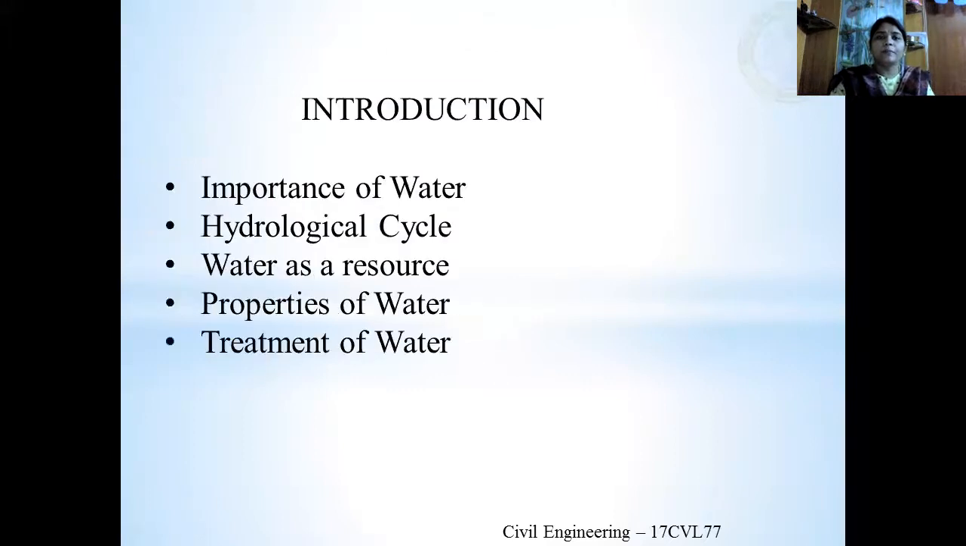Moving on to the introduction part, let me talk about the importance of water. As we all know, water is practically available everywhere in various forms, that is solid, liquid, gaseous, and all the forms are important to human beings. Without water, life doesn't exist. Water is vital for survival. Water is a necessity. Water is a comfort. Water is a luxury. We all know about the water cycle or hydrological cycle.